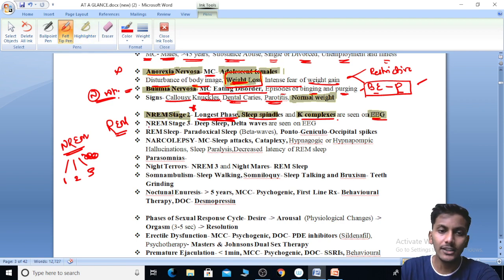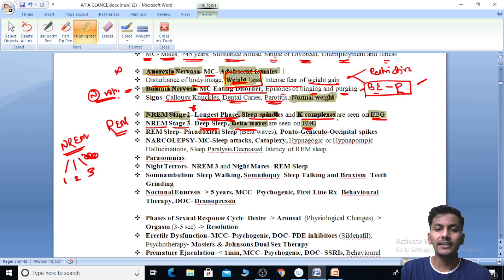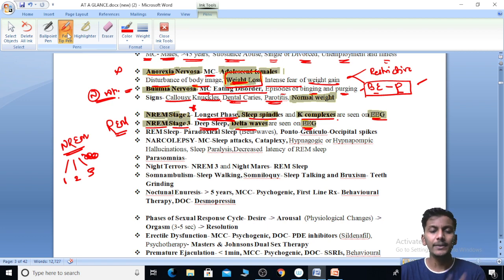Yaad rakh lena. Next is your NREM stage 3. NREM stage 3 is usually known as deep sleep. In that we can see delta waves on EEG. So EEG pe kya dikhega? Delta waves. So EEG pe agar delta waves dikh rahe, iska matlab it is which phase of sleep? It is deep sleep, that is NREM stage 3. Yaad rakh lena, deep sleep, delta waves. D for deep sleep, D for delta waves. Easy. Sleep spindles and K complexes, NREM stage 2, very important. Yaad rakhna.